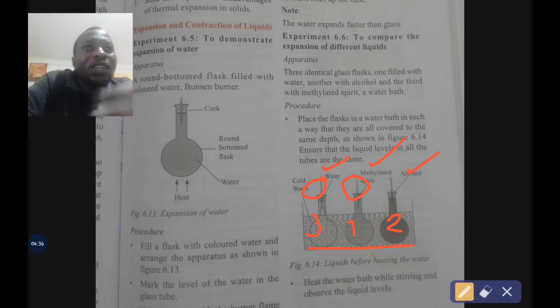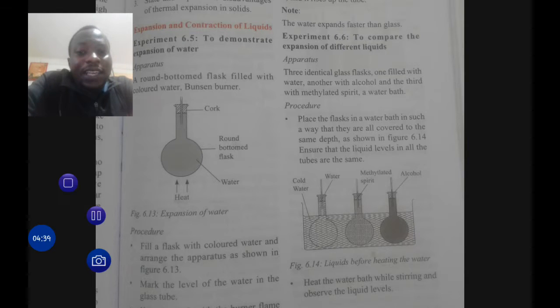Because of these three, water is the one that contracts the least. So we can relate these to their densities. Methylated spirit is very light. If you take methylated spirit and pour it on your hand, there's that cooling effect it brings because it vaporizes very fast due to its density.